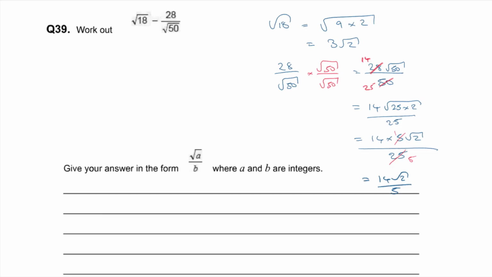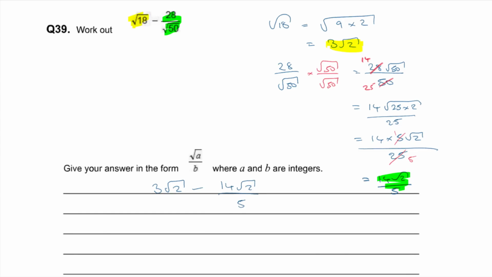Okay? So now I've got both of my surds simplified down. So this part here, root 18, I can write as 3 root 2. And this part, 28 over root 50, I can write as 14 root 2 over 5. Okay, so now I can recombine them. I can then say root 18, which I know is 3 root 2, and I'm going to be minusing 14 root 2 over 5.